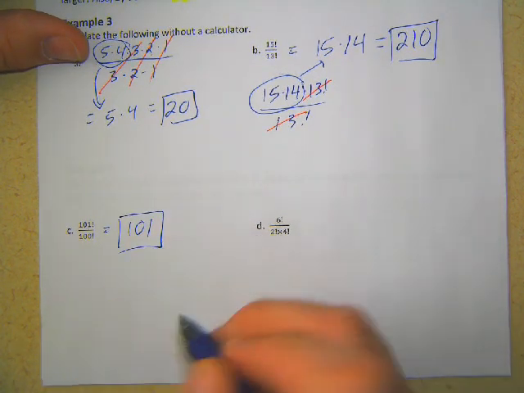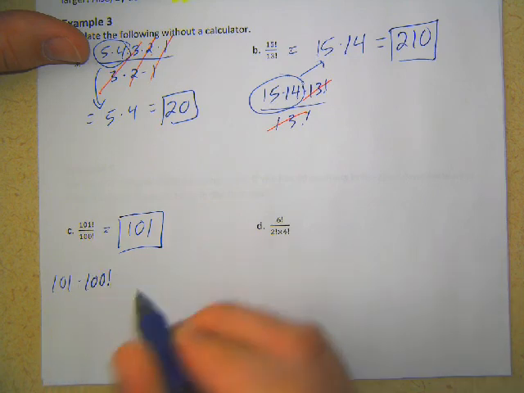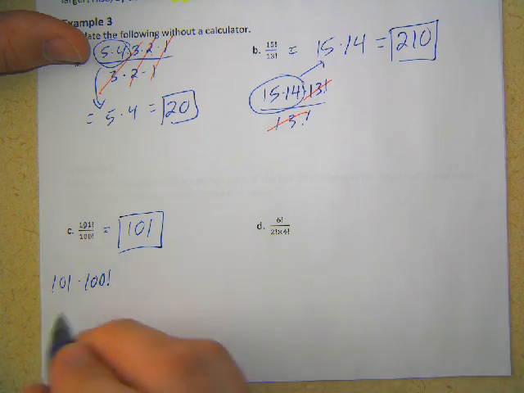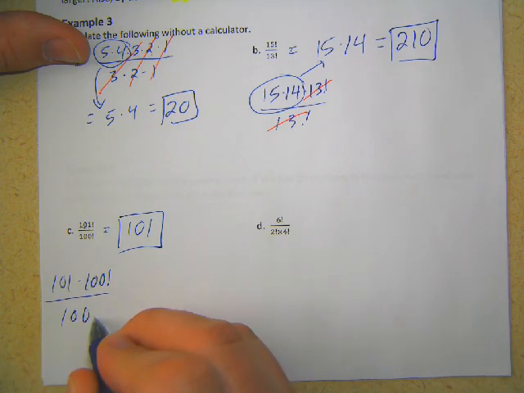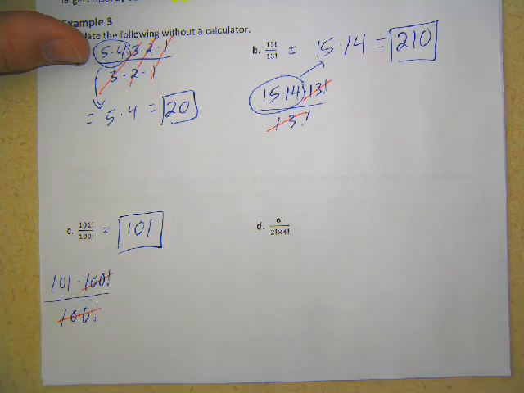Yeah, that's the answer. Because if I had 101 times 100 factorial, that's the same thing as 101 factorial, because you have 101 times 100 times 99 times 98, and all those things for 100 factorial. Again, the 100 factorials are canceling. You're just left with 101.